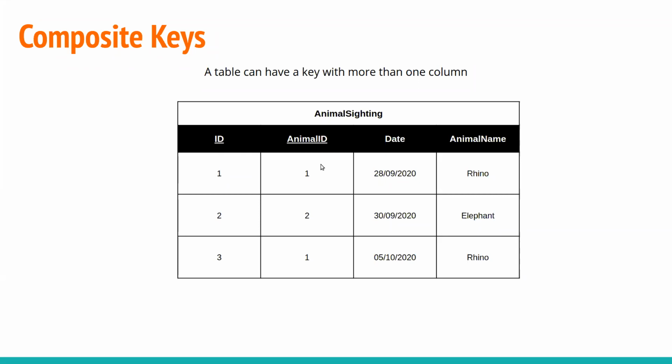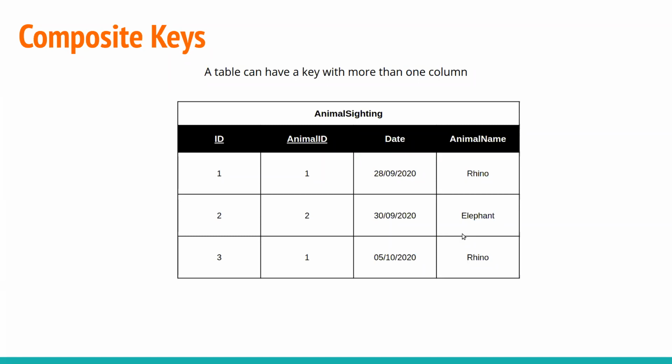But anyway, you can see that there was a sighting on the 28th of September of a rhino, a sighting on the 30th of September of an elephant, and a sighting on the 5th of October of a rhino again. Each row has its ID, and it also stores the animal ID of the animal it was sighting. This is one example. You can see a similar example in your book as well on page 148.